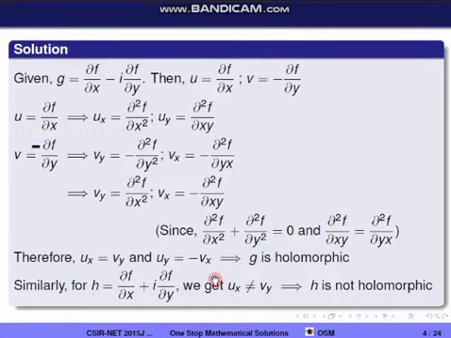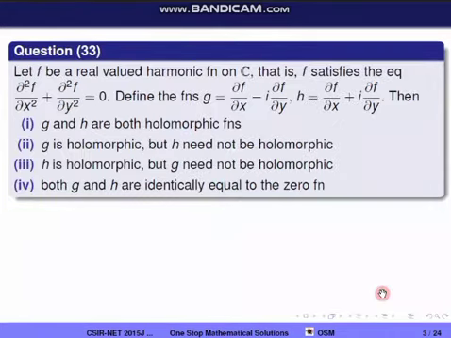Similarly you can check for h: take the real part, take the imaginary part, and check whether they satisfy the Cauchy-Riemann equations. When we check that, we get ux not equal to vy, so it does not satisfy the Cauchy-Riemann equations. Therefore h is not analytic, that is, h is not holomorphic. So now we'll check the correct options. The correct option is the second one.